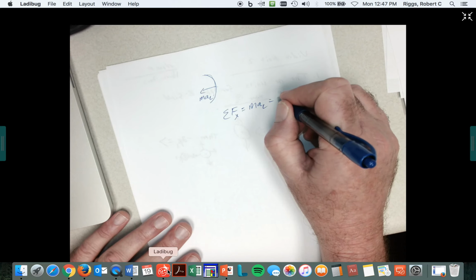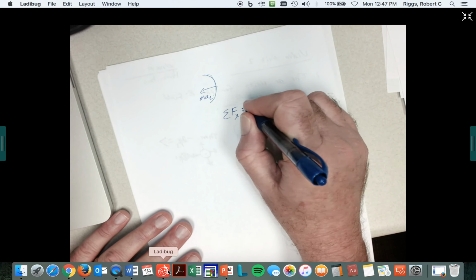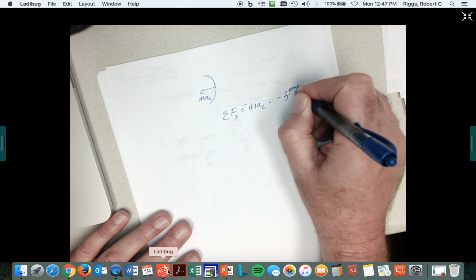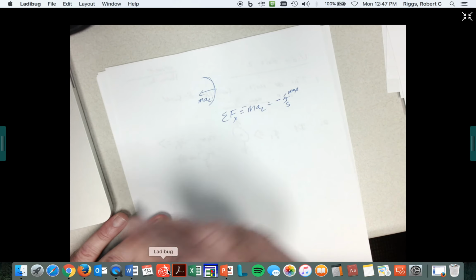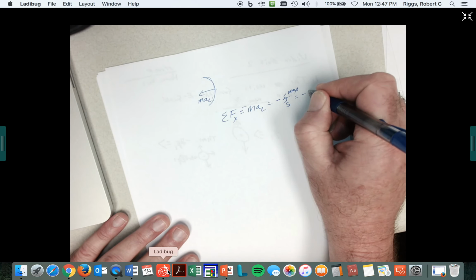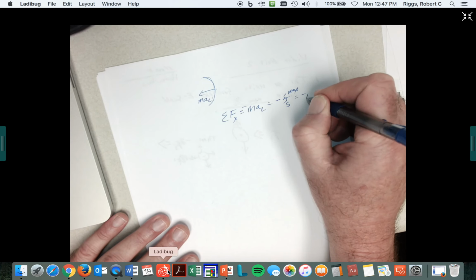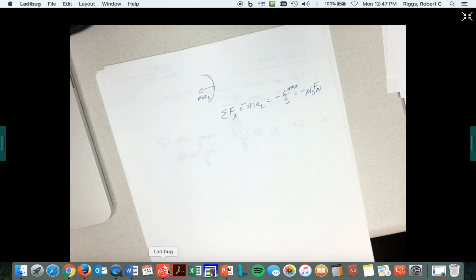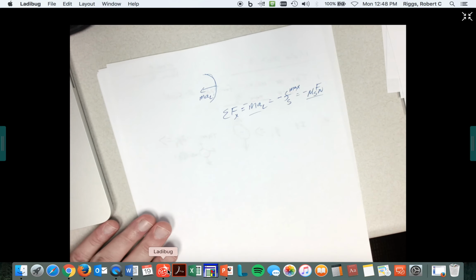is f of x, f max of the static frictional force, which is equal to minus mu of s times the normal force. So I can cancel out my negative signs. I could have done it the other way. Because that's the only force that's acting on it. And if it exceeds this, then you're going to crash. Does that make any sense?